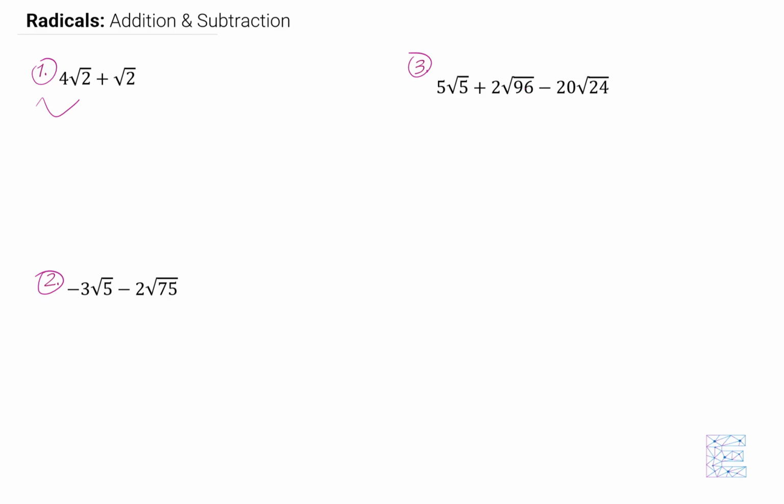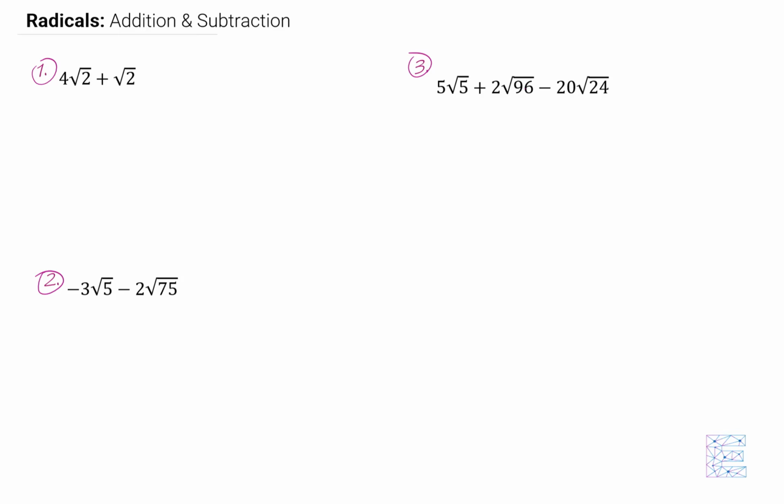So looking at the first problem, it would be possible to add these two radicals because they have the same radicand. Remember the radicand? It's the number that's underneath the square root symbol. So in this case, because they both have a 2, it would be able to work them out. For this example here, not so much because the radicand is a 5 and this radicand is a 75, but we'll handle that when we get to it. For now, let's just focus on this first example.